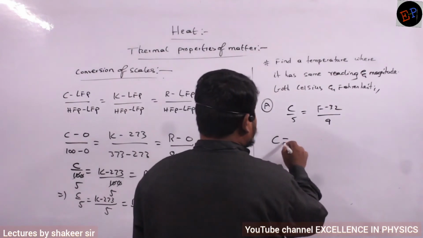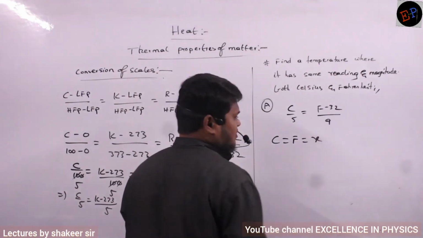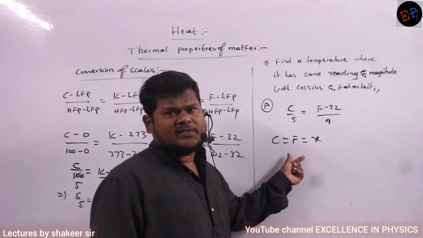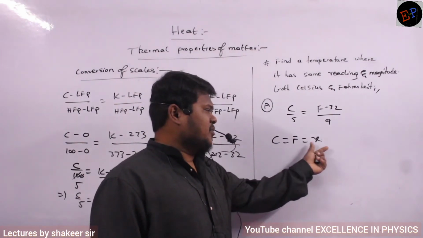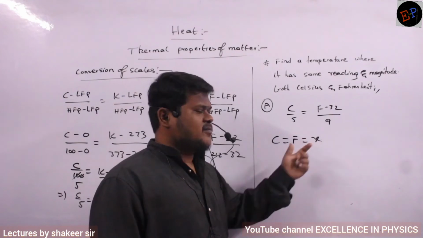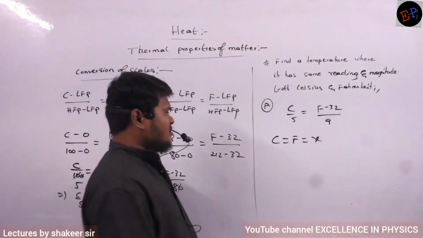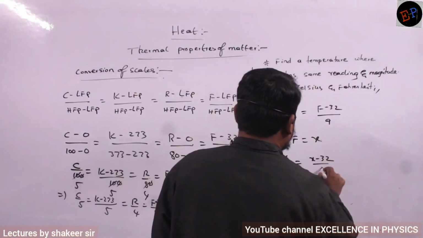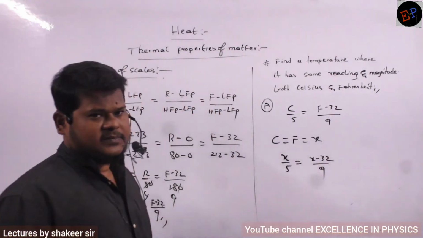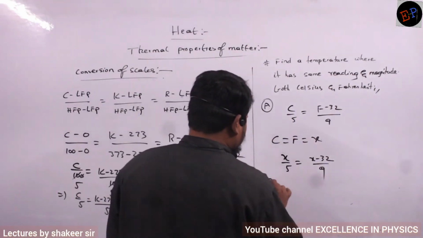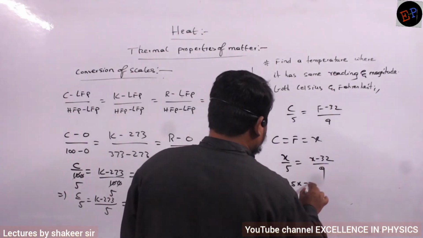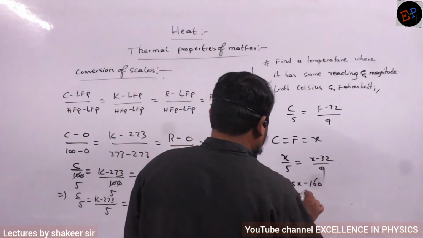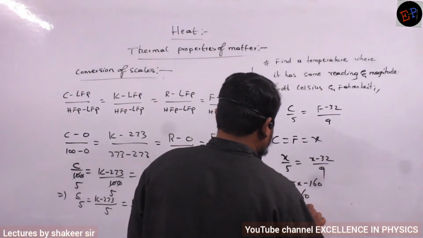So what is the meaning of this? It means that C is equal to F is equal to X. C means temperature in Celsius, F means temperature in Fahrenheit, and both of them are equal, he is saying. So instead of both of them, I can write X. So substitute: X by 5 is equal to (X minus 32) divided by 9. Do this calculation. So 9X is equal to 5X minus 160. So 4X is equal to minus 160. So X is equal to minus 40.